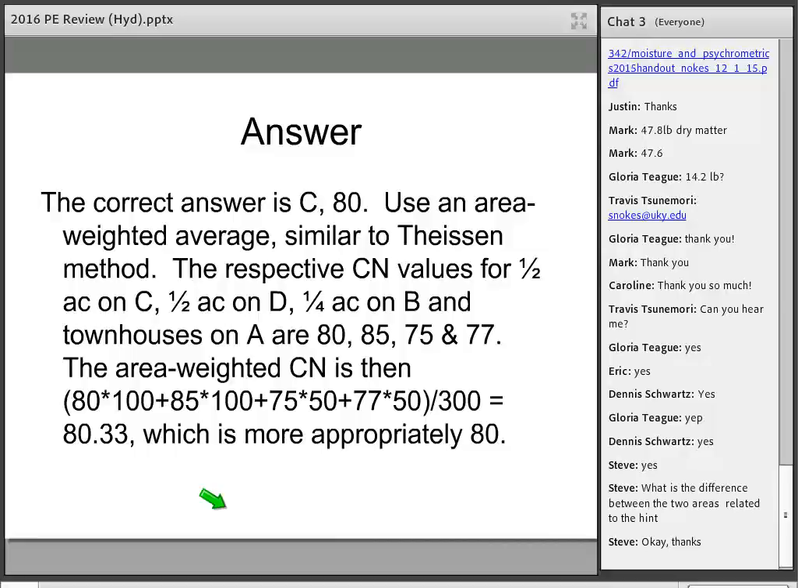And if, for example, you had 150 acres on that 75 curve number, it would make a much bigger difference and you'd have something below 80. So that's how you'd calculate it if you've got different land uses and different soils. You just figure out the combinations and sum them up and do the calculation based on the areas.